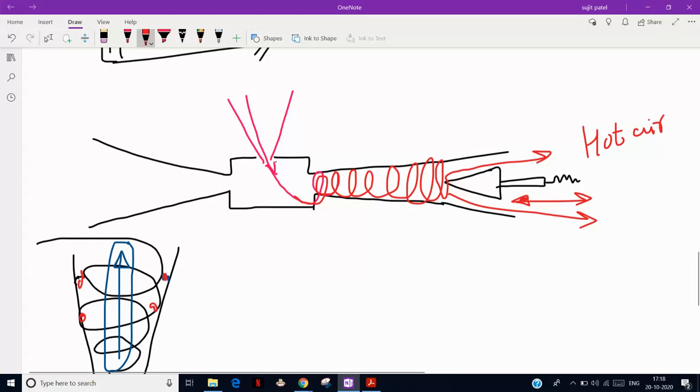This is a hypothetical device, but at some level this is currently being used in industrial applications also. So what happens in this: the air enters tangentially from the nozzle. The nozzle angle is set such that the air will enter tangentially, strike here, and make a whirl.